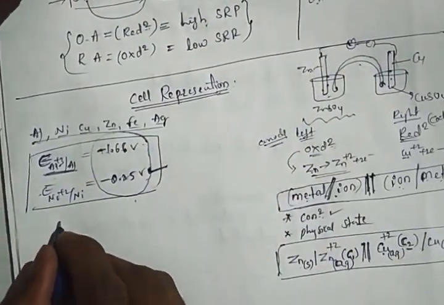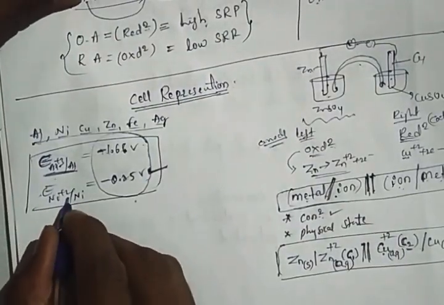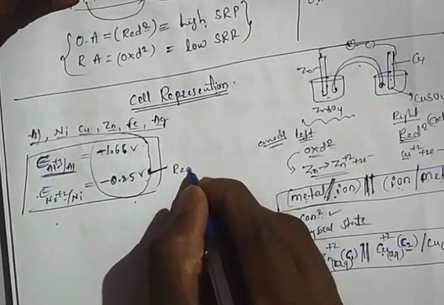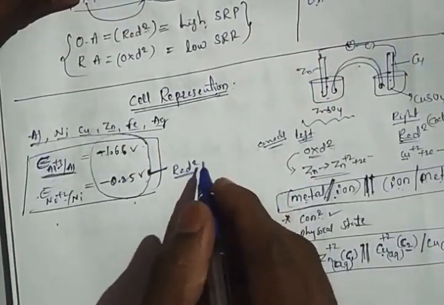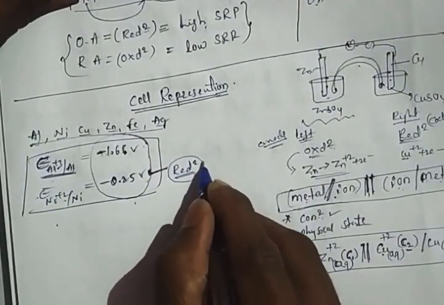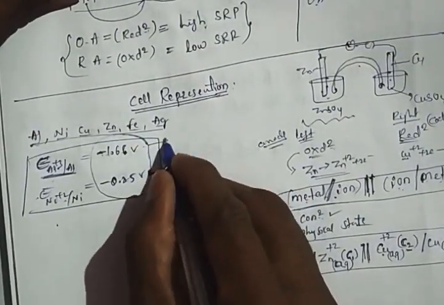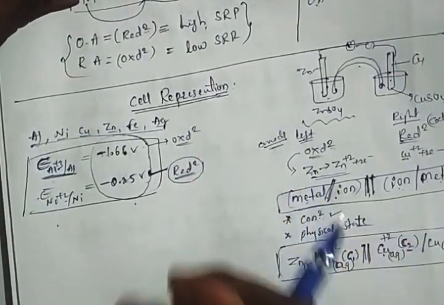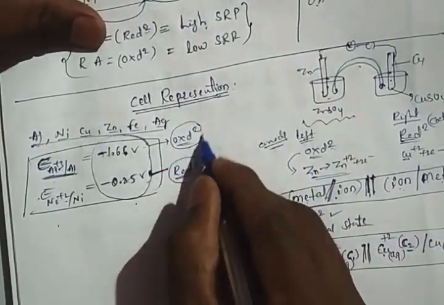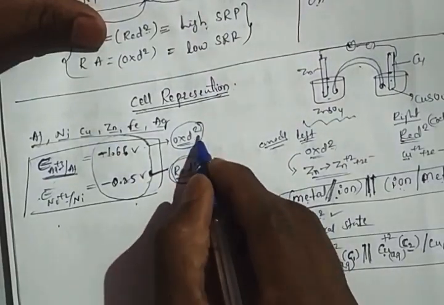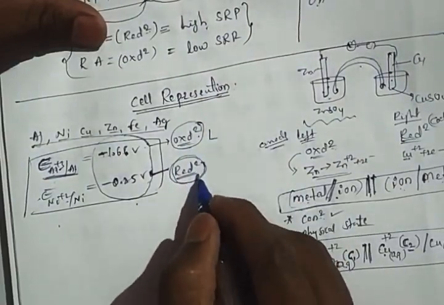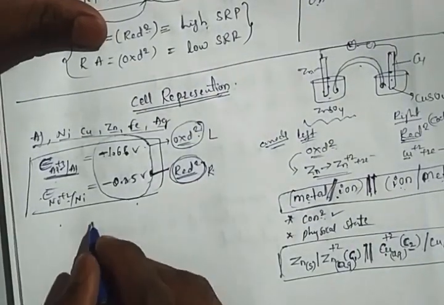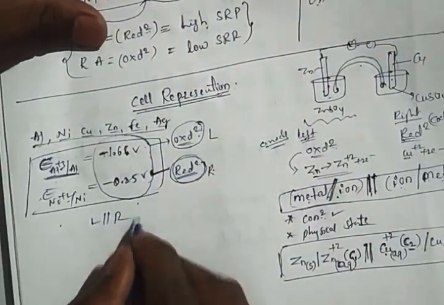Now you can write the reaction. This one undergoes reduction, we have predicted this is the largest value, so this must undergo reduction. Now in a cell, if one electrode undergoes reduction, then the other must undergo oxidation, so this undergoes oxidation. Oxidation is at the left hand side, reduction is at the right hand side. These two are separated by a salt bridge: left hand side reaction, salt bridge, right hand side reaction.